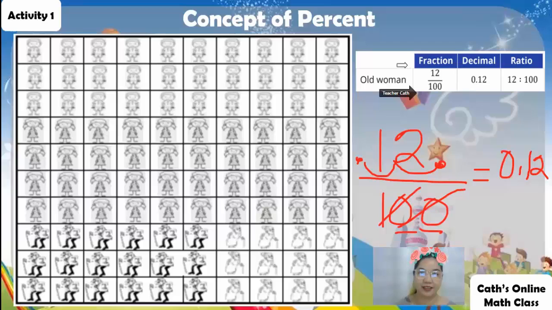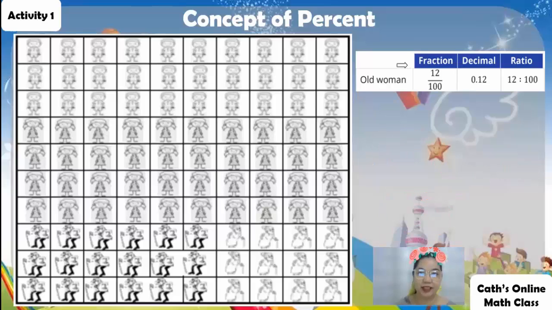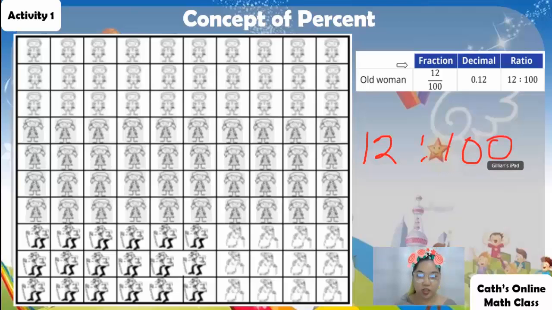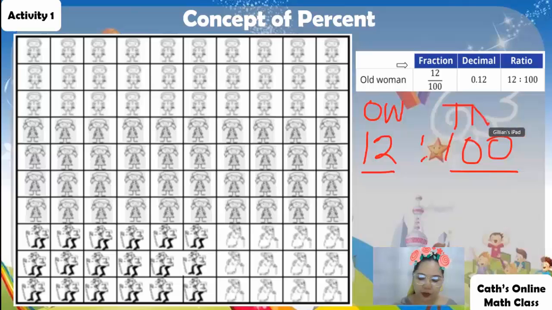Okay? Next, let's now convert this to ratio. What are the two relationships? There are 12 old women. And what is the other object? Out of the 100 persons in this chart. So the old woman and the total number of persons in this chart, these are the two relationships.